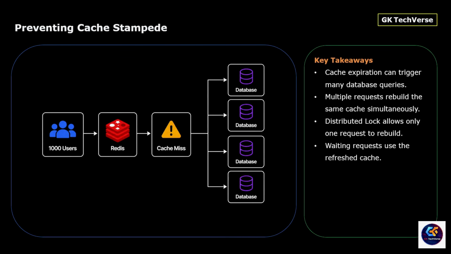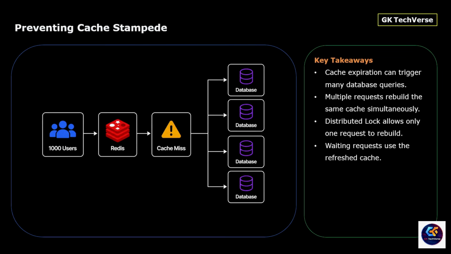So the second request also queries the database, and the third request does the same, then fourth, then 100 more. None of these requests know that another request is already rebuilding the cache. Every request independently decides the cache is empty, so every request hits the database. Instead of one database query, your application suddenly generates 1000 identical database queries.